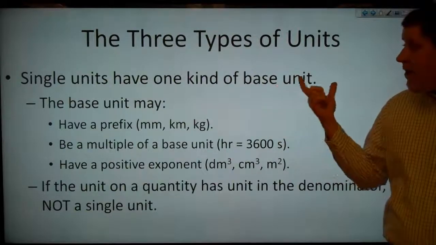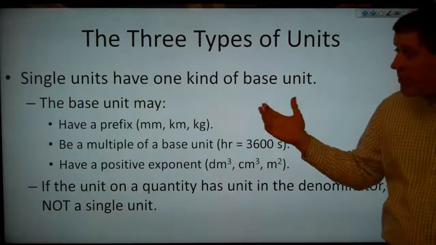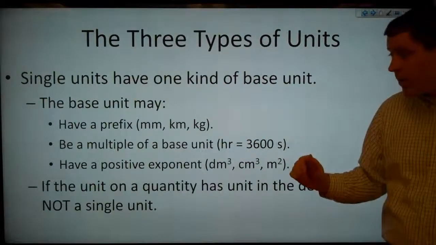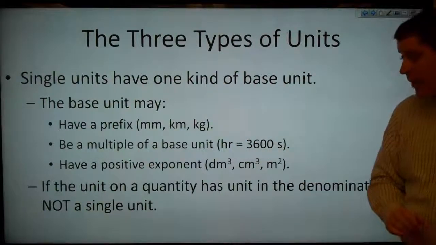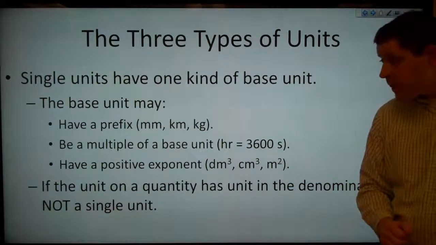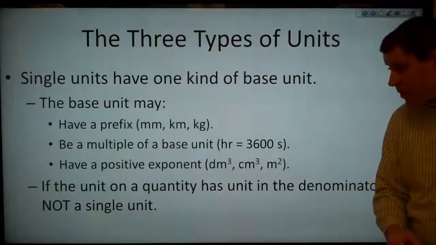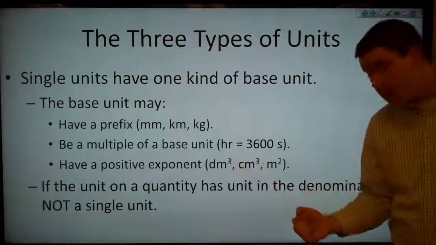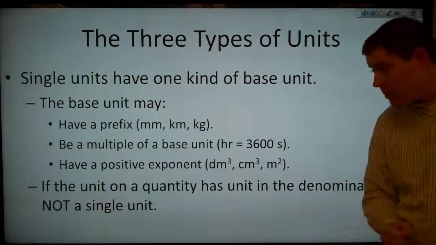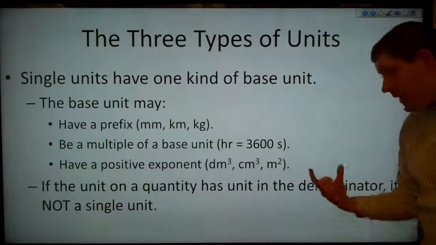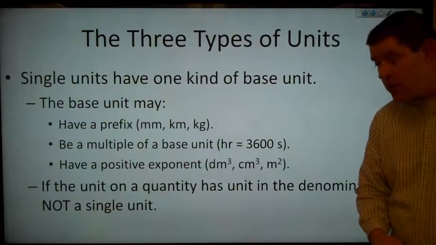Single units have one kind of base unit. The base unit may have a prefix like millimeters or kilometers or kilograms. It may be a multiple of a base unit, like hour is simply a multiple of seconds. It may have a positive exponent, like cubic decimeter or cubic centimeter or square meters. But if the unit on a quantity has a unit in the denominator, it is not a single unit.